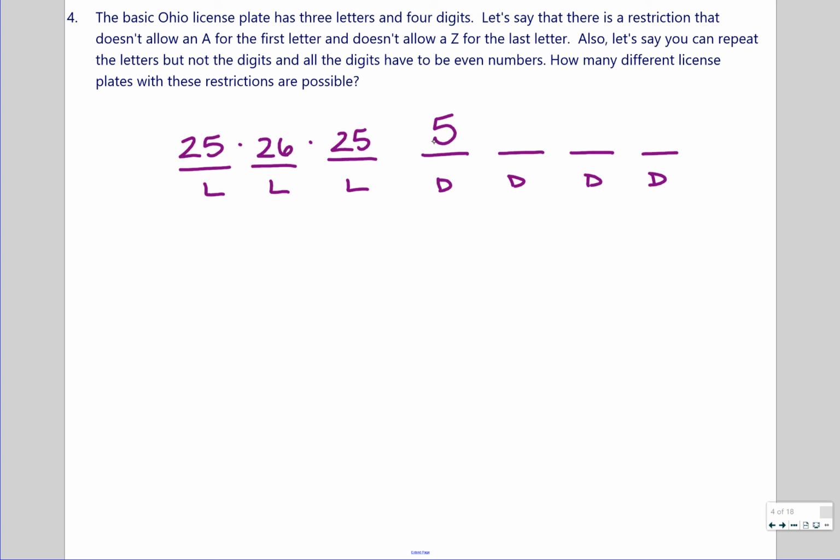Okay, so for the first digit, I have 5 choices, and we are not allowed to repeat the digits. So for the second digit, how many choices do I have? 4, and then 3, and then 2. And you just multiply them all together, whatever that is. And I get 1,950,000.